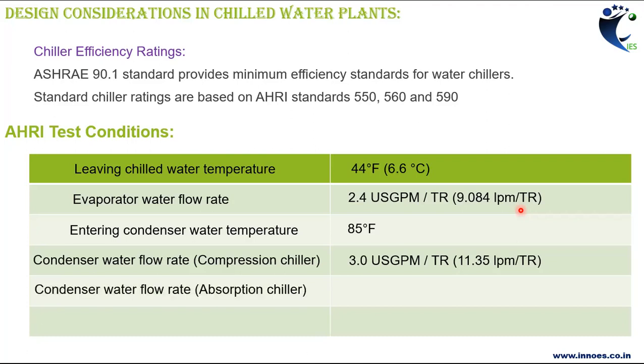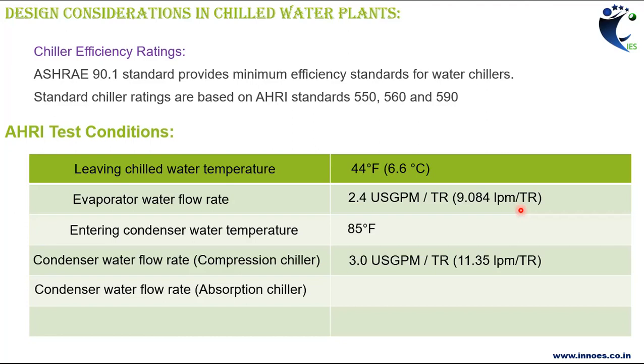Next, the condenser water flow rate for an absorption chiller. The previous one is the compression system, the vapor compression refrigeration system. Here, this is the vapor absorption refrigeration system. You know that for the vapor absorption system, generally we select it where steam is available. For that project, we are going with an absorption chiller.